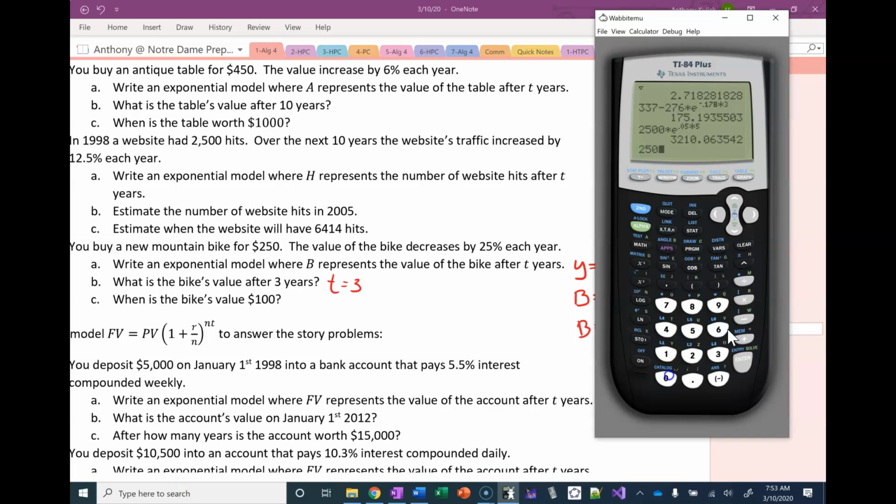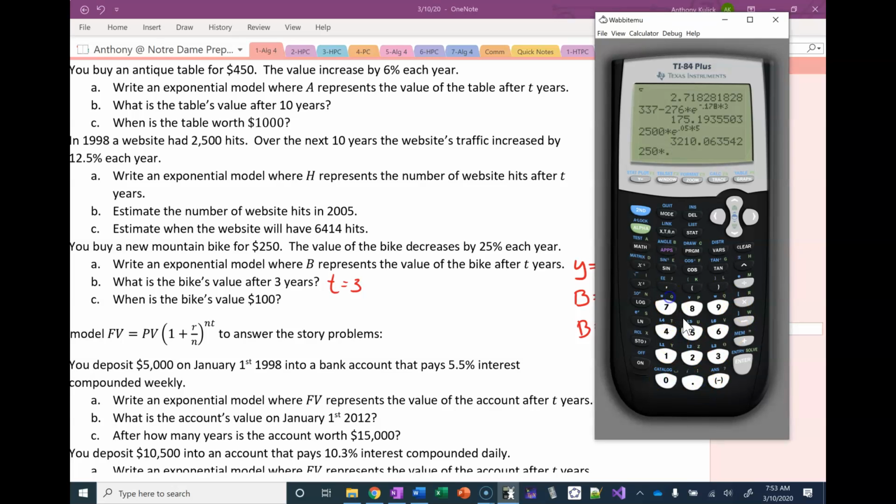So 250 times 0.75 to the third. So there I get $105.47.